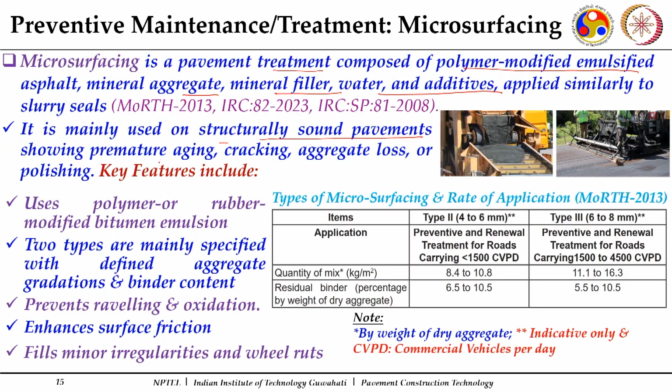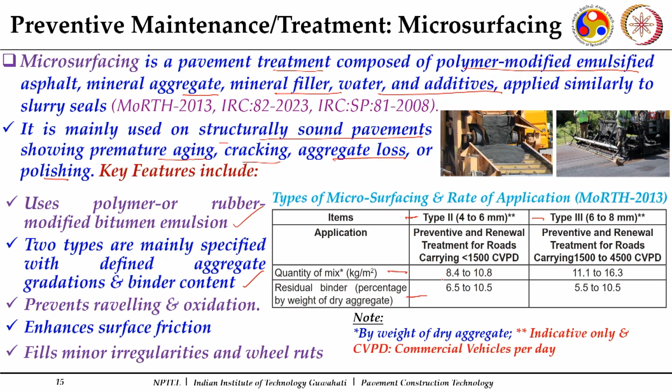It can address situations like premature aging, cracking, aggregate loss or polishing. A key feature is that it uses polymer modified or rubber modified bituminous emulsions. This is one important feature compared to slurry seals. Second, usually two types are specified, whereas in slurry seals three types were specified. Here, one is 4 to 6 mm, and the second is 6 to 8 mm.